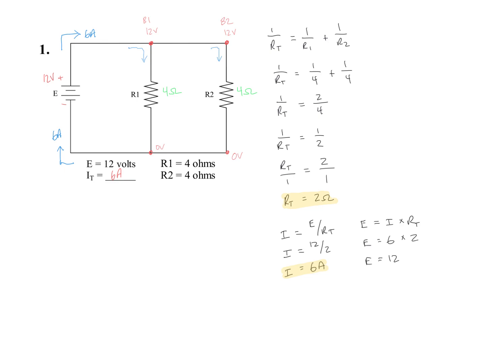Some of you might say, well, that's easy. They each have the same resistance, so whatever the amperage is, it's going to have an equal amount. And you'd be right. We'd have about 3 amps. Well, let's prove that mathematically.